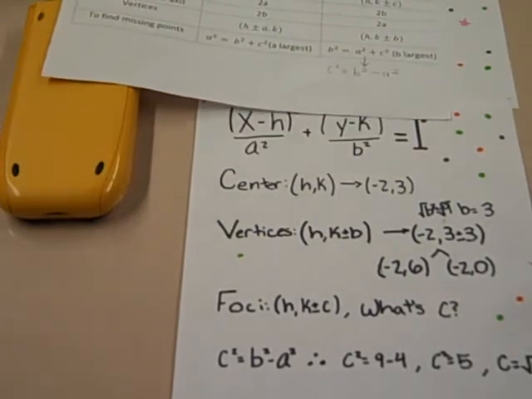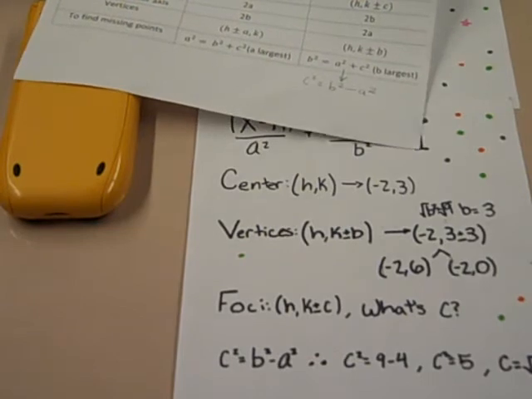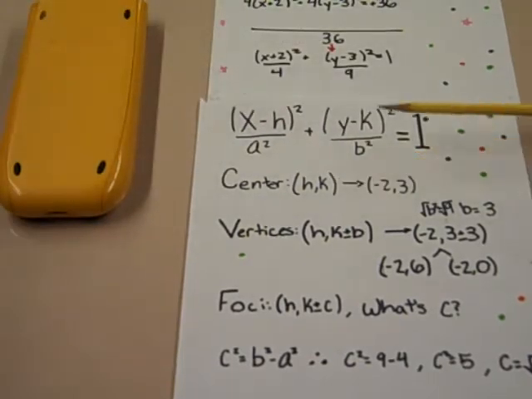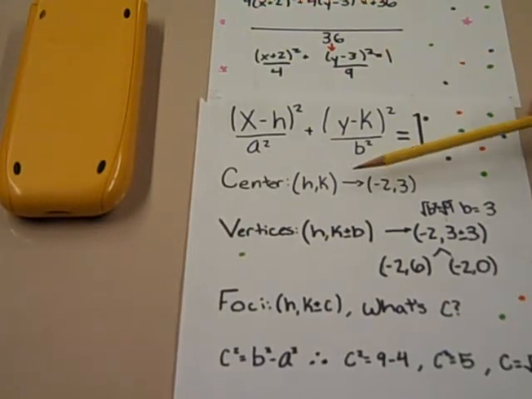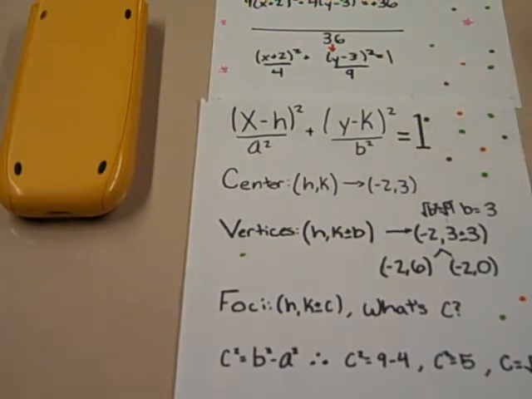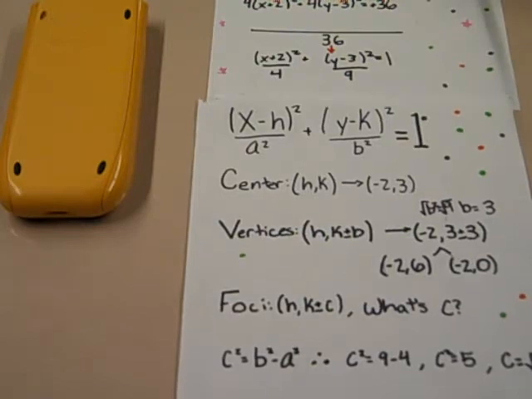Now the next piece of information is totally critical. The center is (h, k), and by looking at the equation, it's clear it is (negative 2, 3). So it's time to find the vertices, but how do we do that?